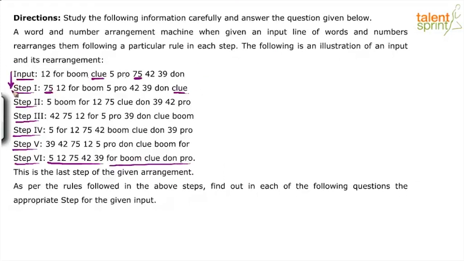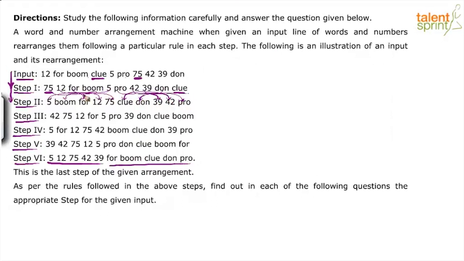Now look at what is happening from step 1 to step 2. If you try to observe, 5 has come here, boom has come here, 4 has come here, 12 has come here, and 75 has come here. Then clue has come here, dawn has come here, 39 here, 42 here, and pro here. So it's like reverse, right?